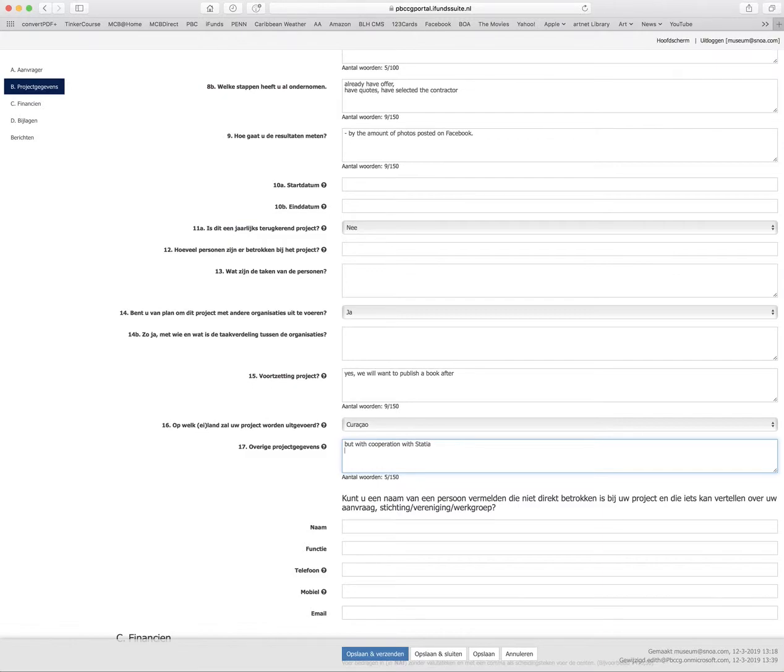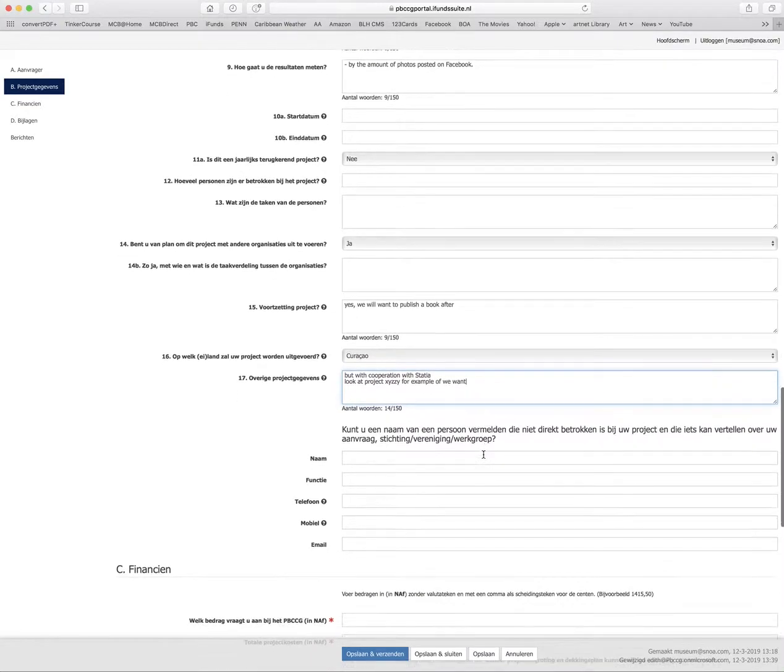So that will give us an idea that the project goes a little further. But here's also the spot where you can say, I already, look at project XYZ for example of what we want. That's, for instance, an idea. There's various things you can write here. Again, you have 150 words, so go ahead.